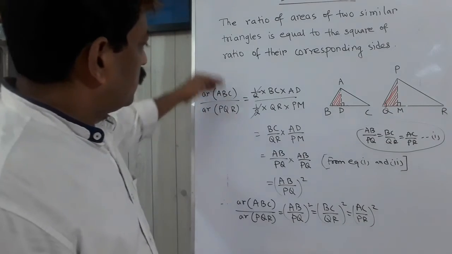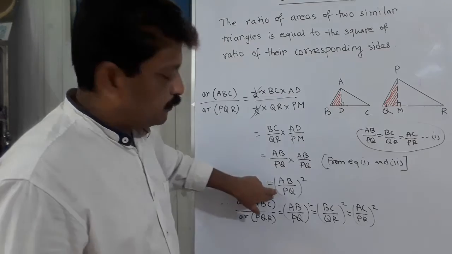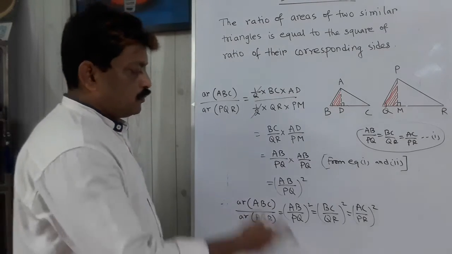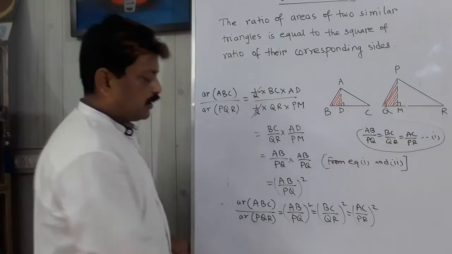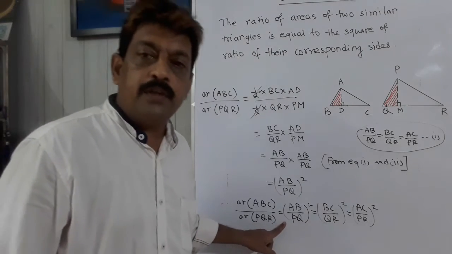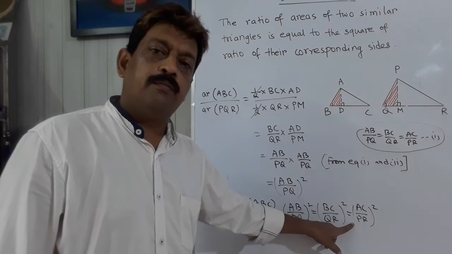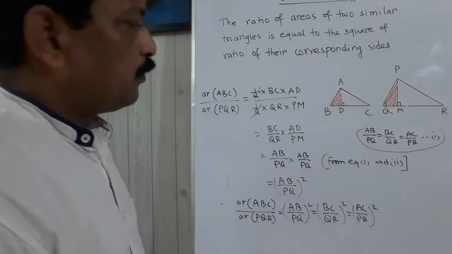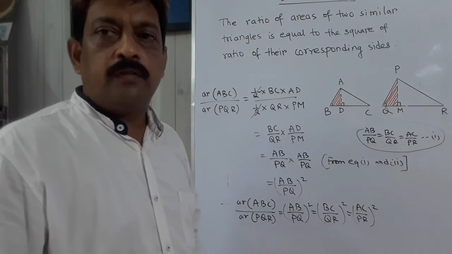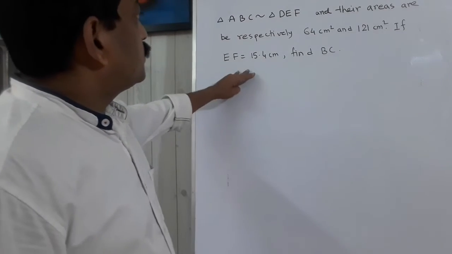Now the ratio of area we have got as AB upon PQ whole square. So replacing all these values, we can write area ABC upon area PQR is equals to AB upon PQ whole square equals to BC upon QR whole square equals to AC upon PR whole square. Understood? Okay. Now based upon this theorem, let me solve problems also. So this is a question.